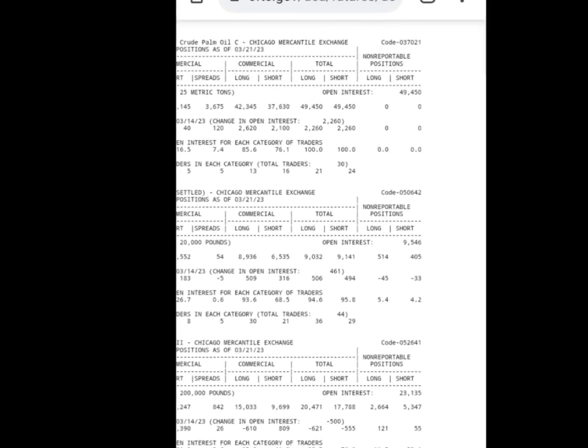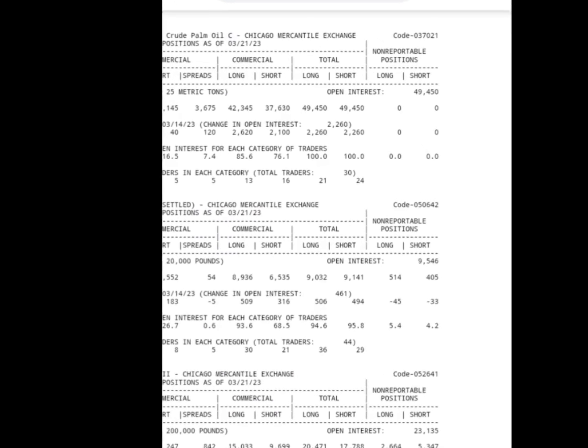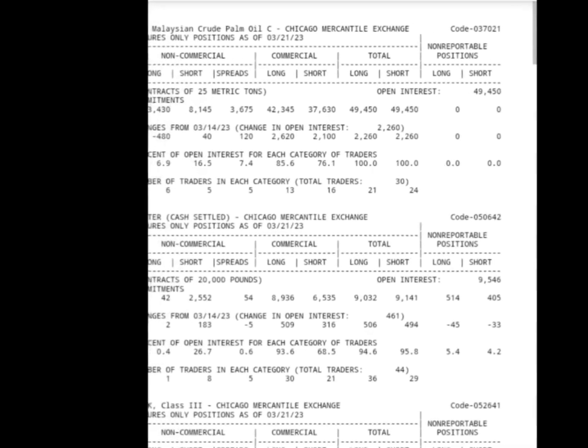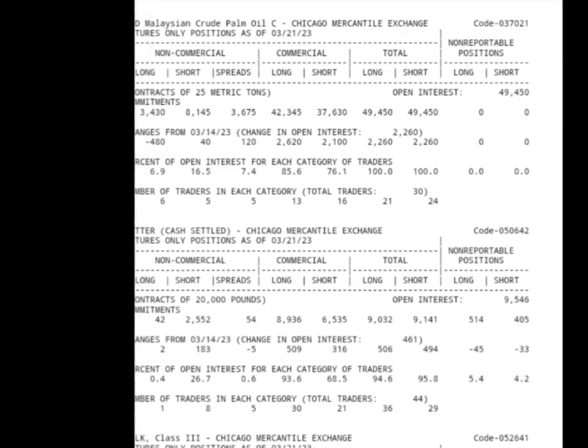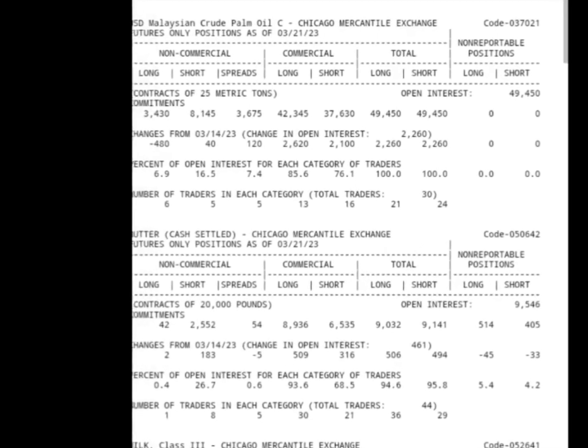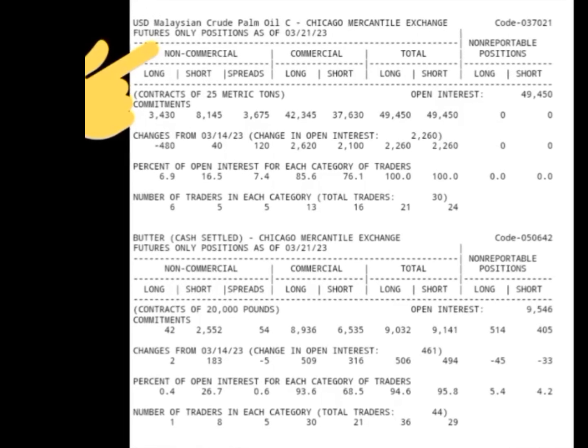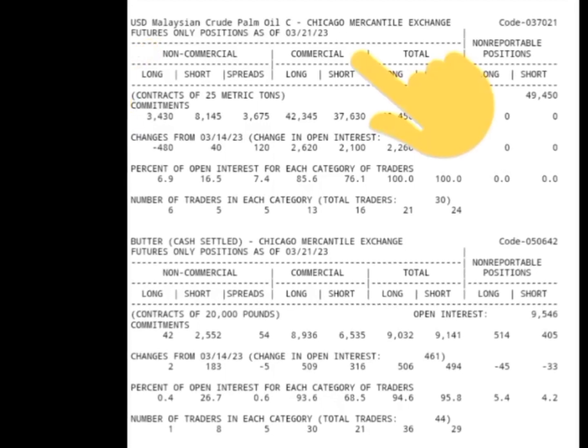This is where you see the orders that are placed, the number of positions that are placed. If you look here for anything you are looking for, as you can see now, you are seeing USD, Malaysian crude palm oil, and other stuff. We don't need that, but take note of USD. You can see non-commercial, you can see commercial, and you can see total and positions.